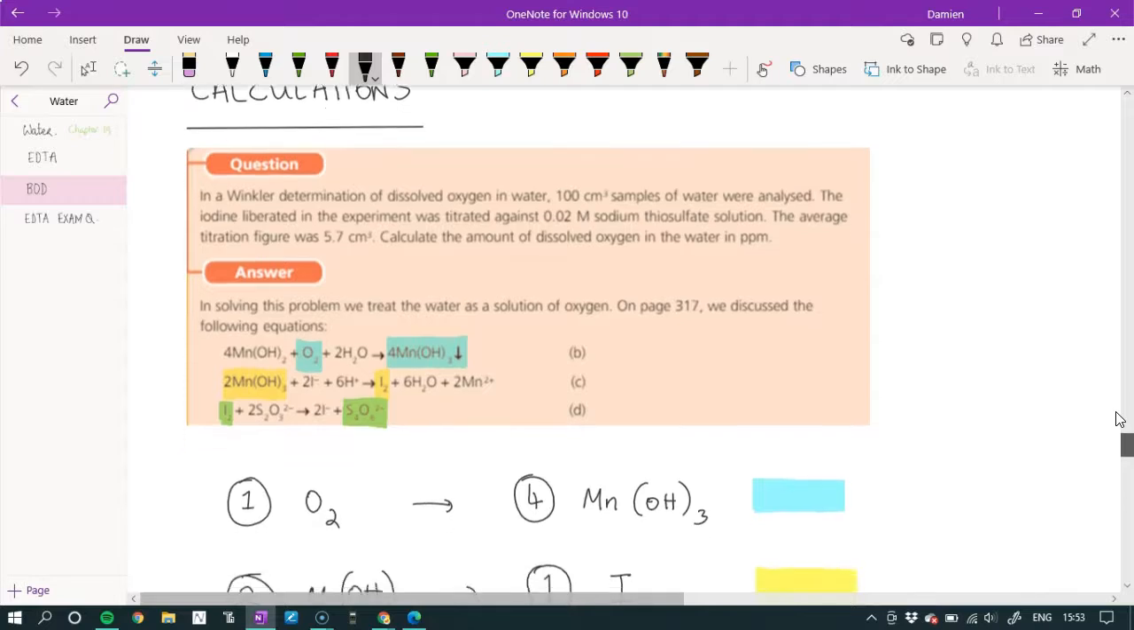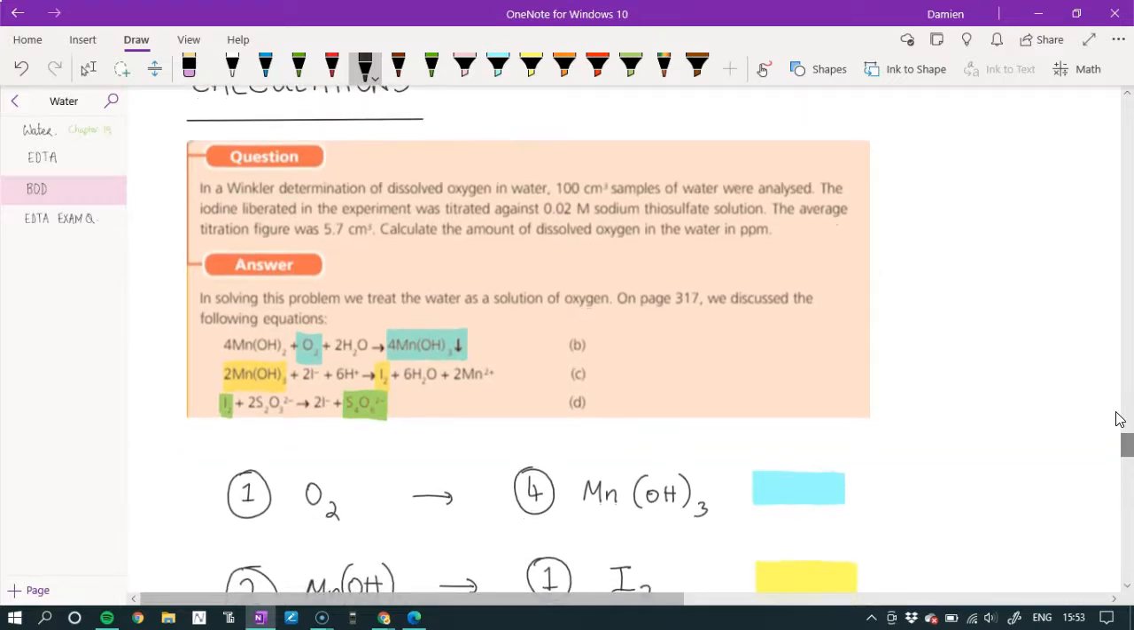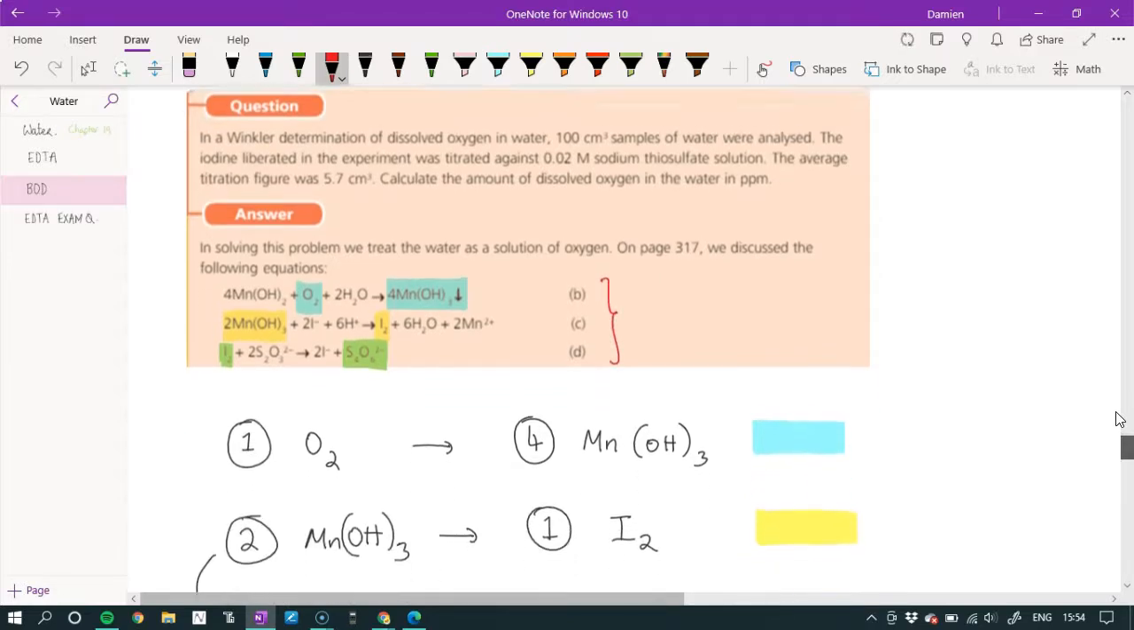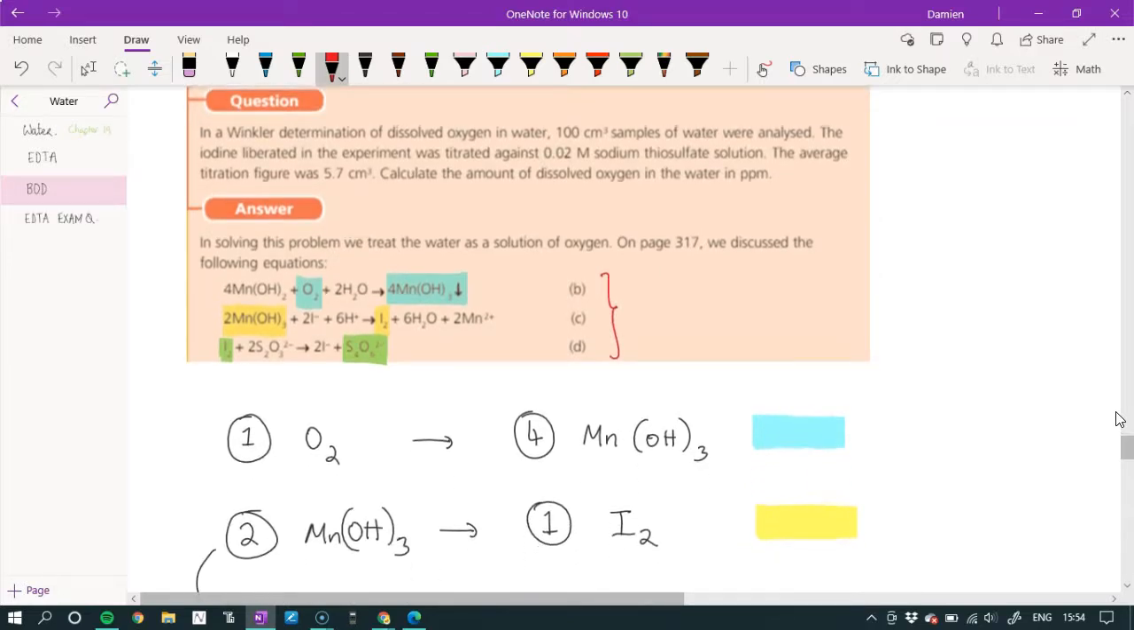So before we start working out M1, V1, N1 and all the things to work out our concentration, there's a couple of things you need to know about all the equations that are happening. We've gone through all the equations up above, and you can see all the equations are actually written here in this summary. Now you can see that you've got Mn(OH)2 plus O2, it forms the precipitate, then it forms your iodine, and then the iodine is titrated against your sodium thiosulfate, which is here, forming this particular complex. You don't need to know the name of that.